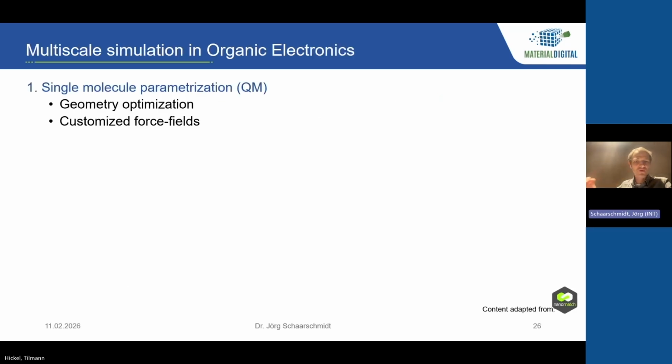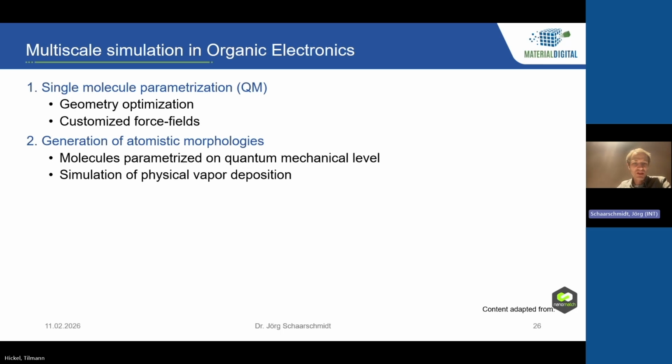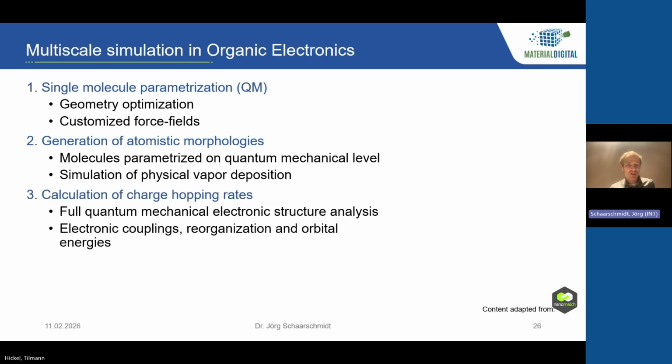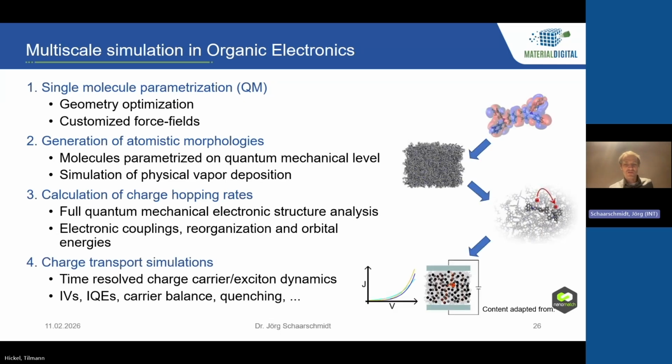How this is done in a simulation: you start with a single molecule parameterization, do geometry optimization with customized force fields, and then generate atomistic morphologies. There you have molecules parameterized on a quantum mechanical level, and you do a simulation, for example, of physical vapor deposition. Then you calculate charge hopping rates with full quantum mechanical electronic structure. And then ideally you do the simulation of the device.